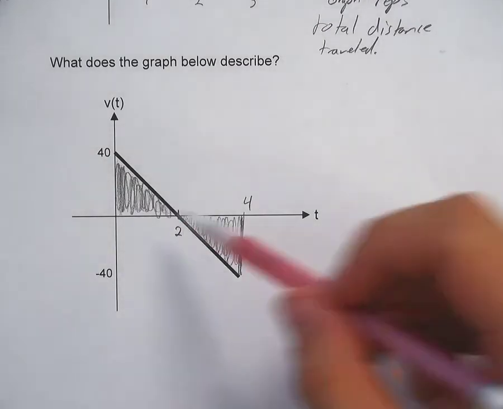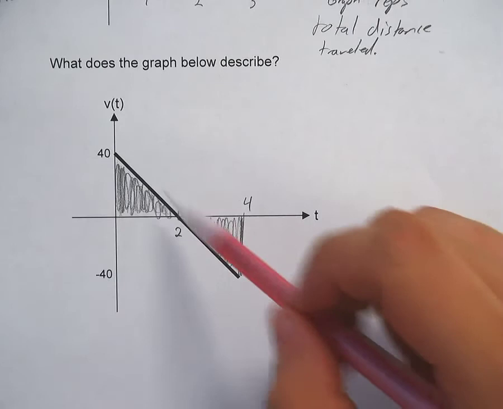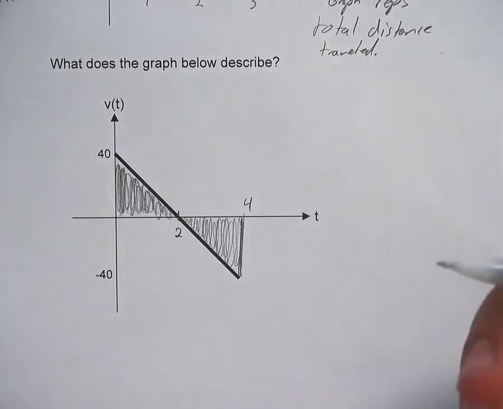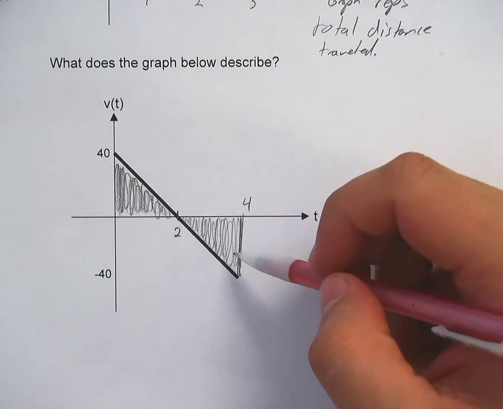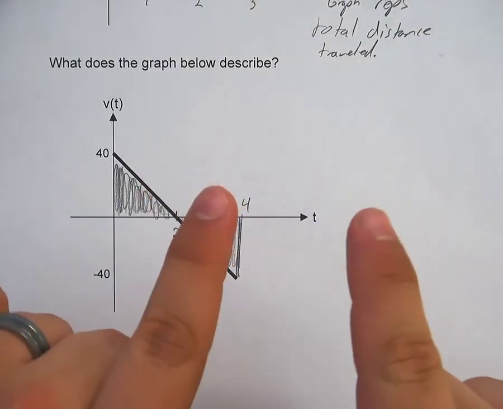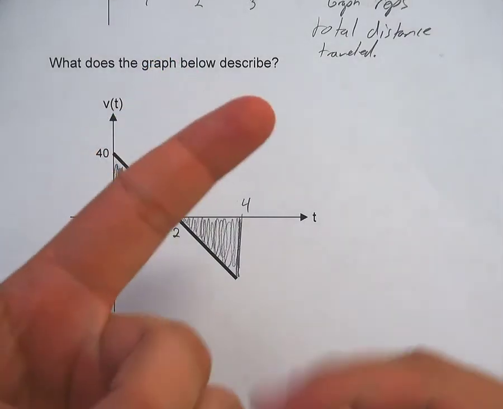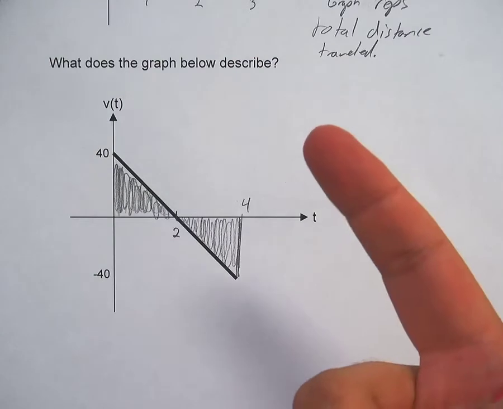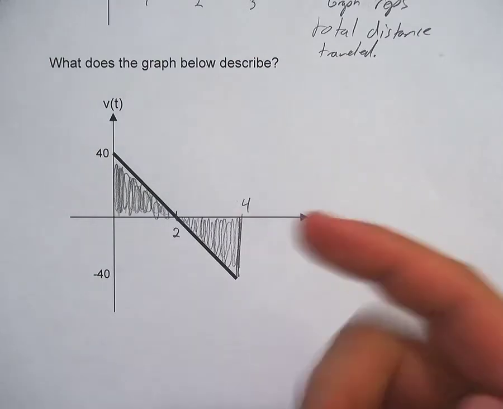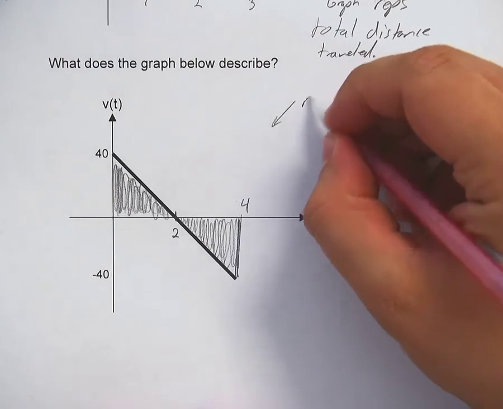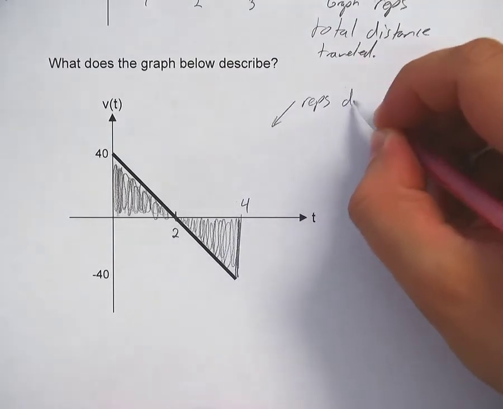So this graph, since you actually have a negative value here, we're thinking of displacement instead of distance, because distance is positive. And remember, there are two different things between distance and displacement. Distance is how far you have gone, period. Displacement is how far you have gone from the origin, from where you started. So this graph represents displacement.